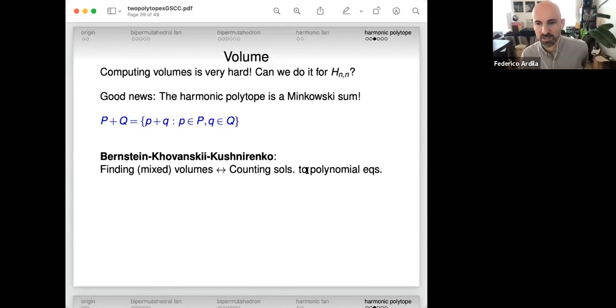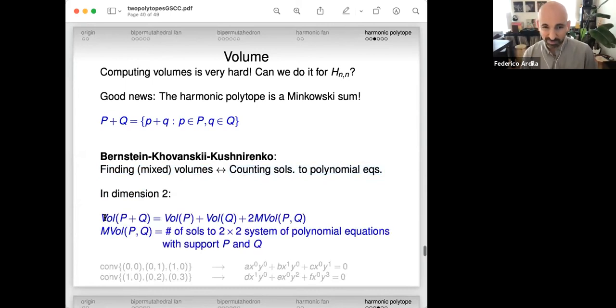Usually this is used in the opposite direction, where people are trying to count solutions to polynomial equations, and they say, if I want to count these solutions, that reduces to finding some volumes. We do this in the opposite direction, inspired by work of Postnikov. We said, maybe we can find the volumes by counting solutions to some system of polynomial equations. The theory goes like this: the volume of a Minkowski sum is the volume of each summand plus something called a mixed volume.